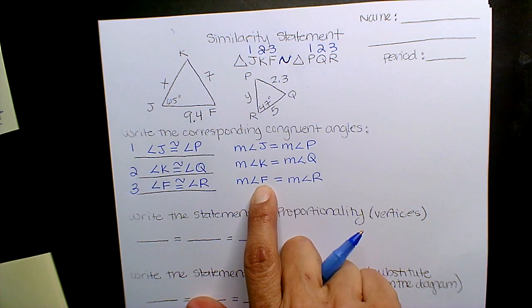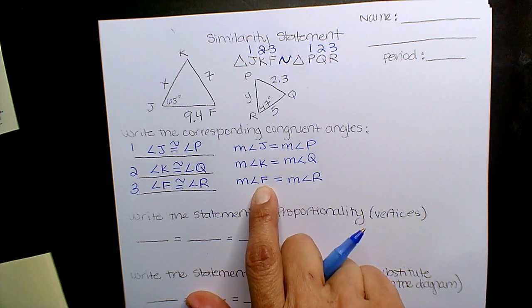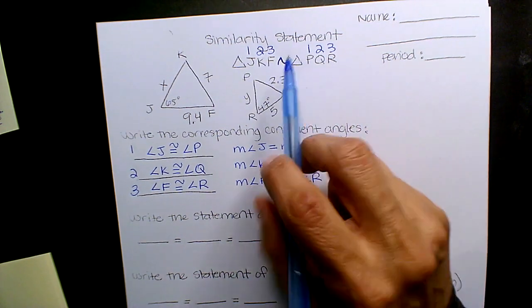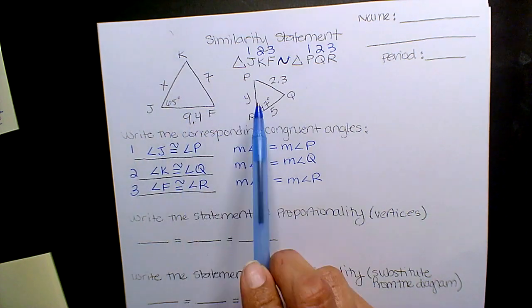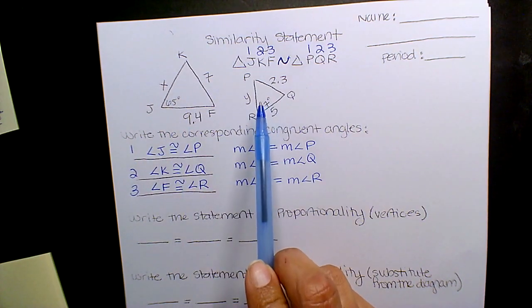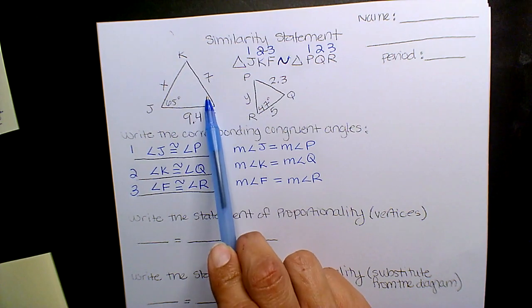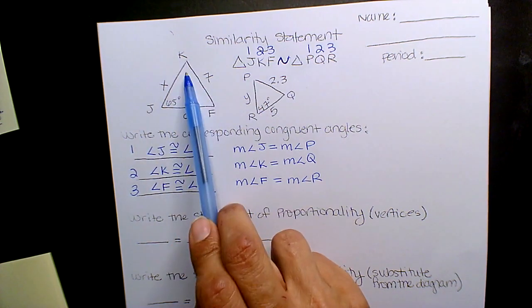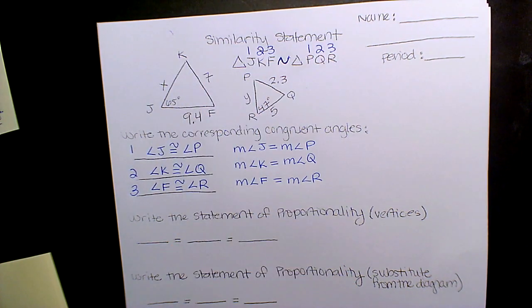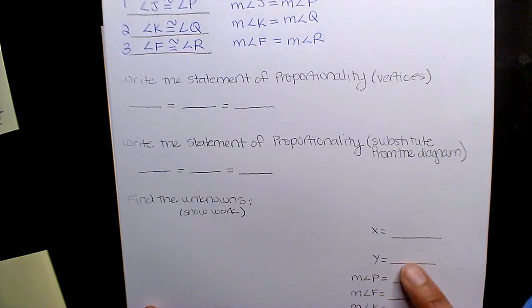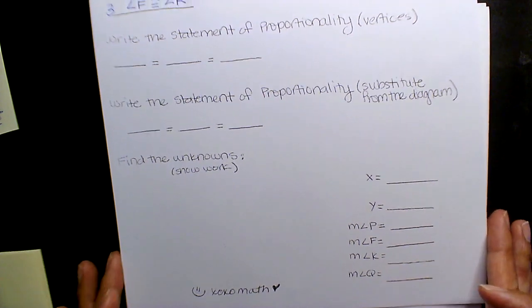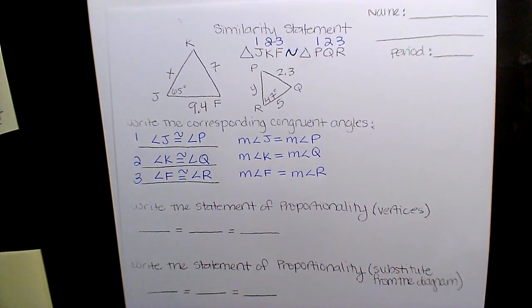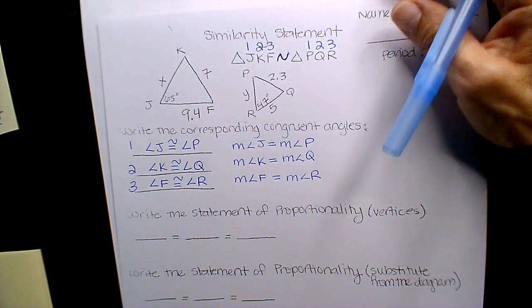If angle R is 47 degrees, what's F? 47. So you have to know the similarity statement. I only have one angle here and one angle here, R and F. I know this is 47, and if you know the triangle sums to 180, you get K, and so now you get Q. At the bottom you have to find the unknowns. See how you have to go P, F, K, and Q? All right.